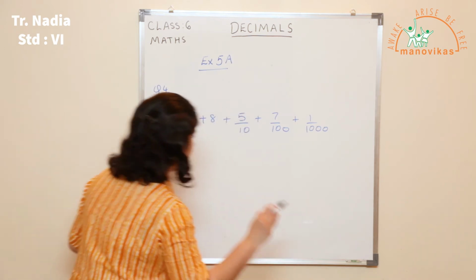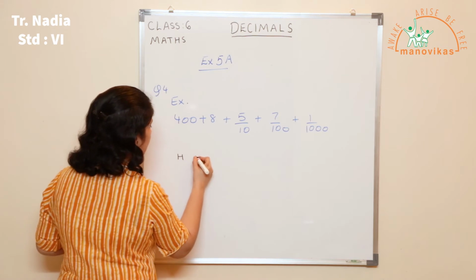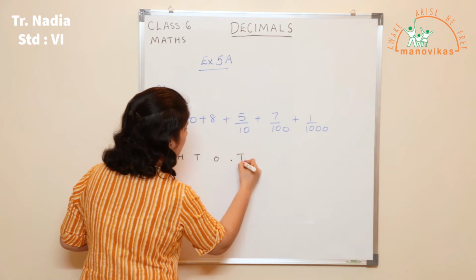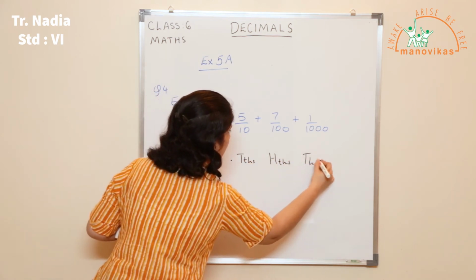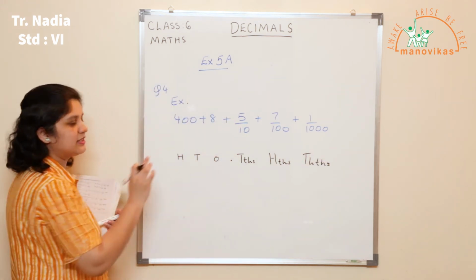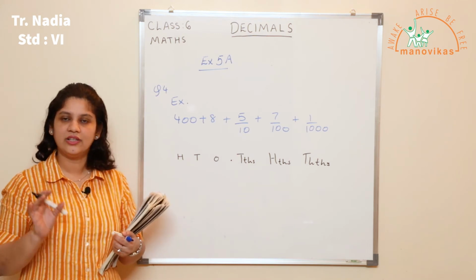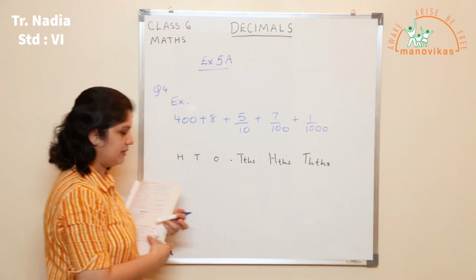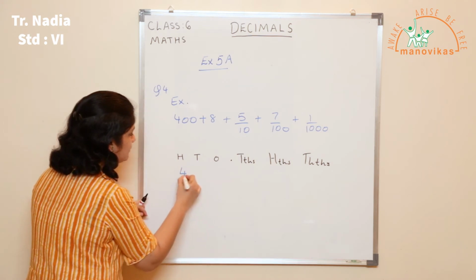Again, first begin by putting your place value. Since hundreds is the biggest place value here, you put hundreds, tens, ones, decimal point, tens, hundreds, thousands. When you write this, children, as you keep solving the sums and keep writing these place values and then putting the numbers, you will get a proper idea of the place value of the decimals. Hundreds. Now 400 means what? It means that there is going to be a 4 in the hundreds place.